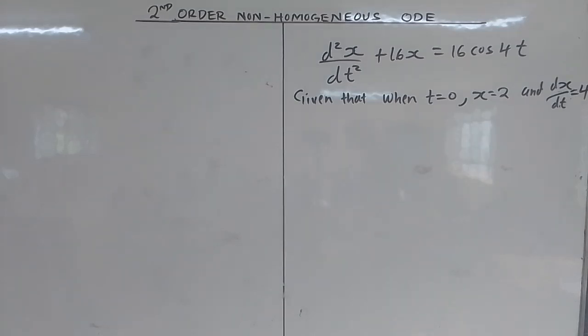The equation of vibration of a system subject to external forces is given by d squared x over dt squared plus 16x is equal to 16 cos 4t. Use the method of undetermined coefficients to solve the differential equation, given that when t is equal to 0, x is equal to 2, and dx over dt is equal to 4.